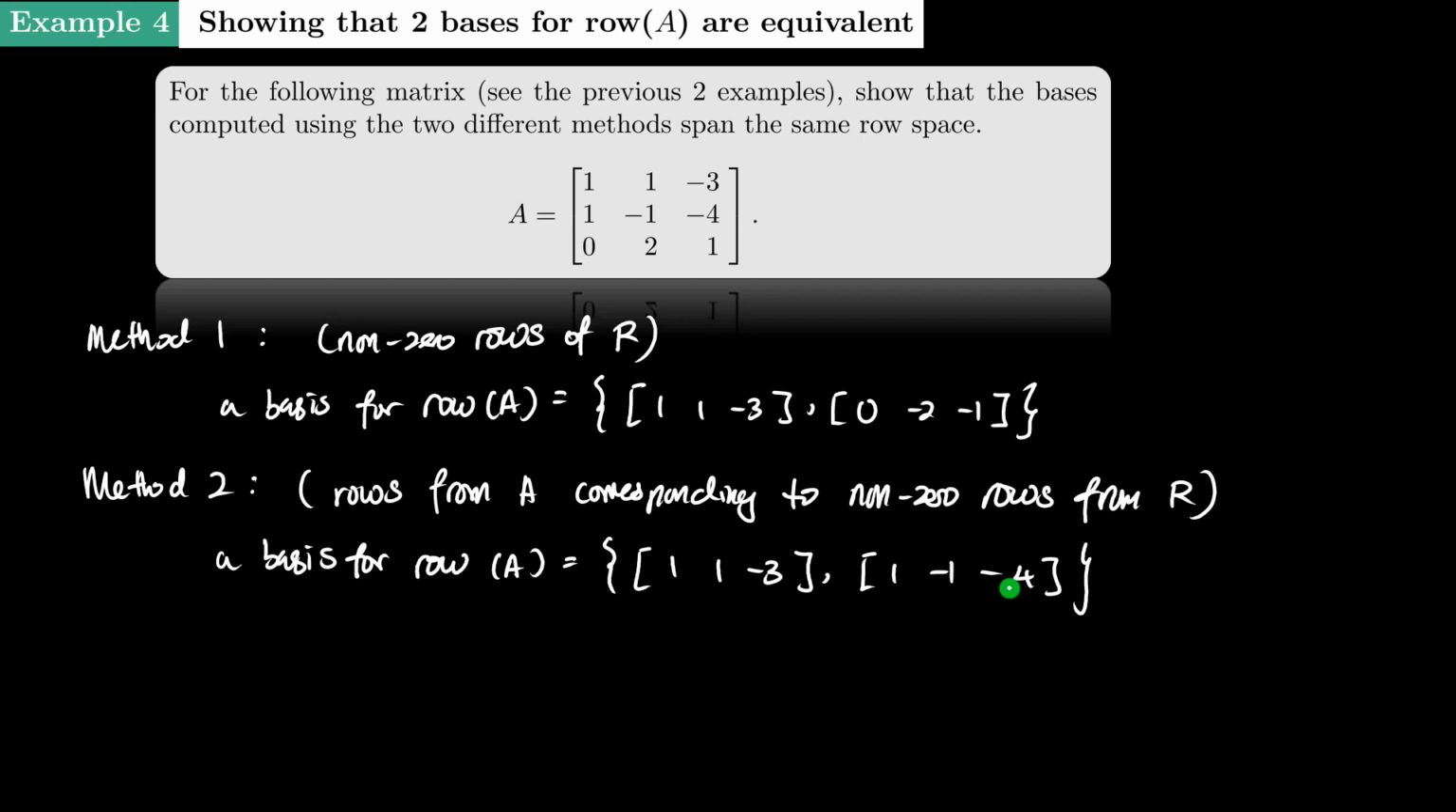Of course, the difference of these two methods is that for method 1, the set of basis vectors are taken from the rows of R, whereas for method 2, the two basis vectors are taken from the rows of A. And in this question, we are supposed to show that they span the same row space. Now, the gist of our solution procedure is to show that the matrix formed from the basis vectors will reduce to the same RREF. So to elaborate, for method 1, then on the right we have method 2.